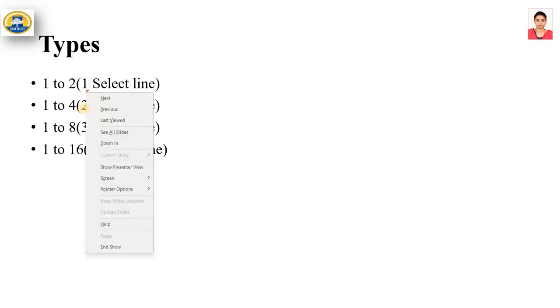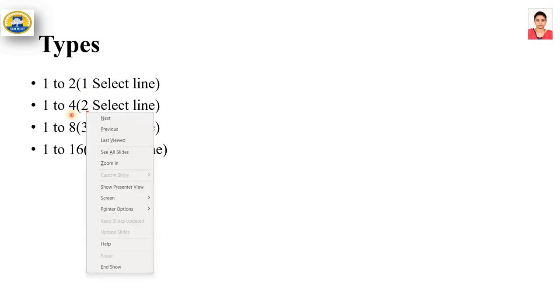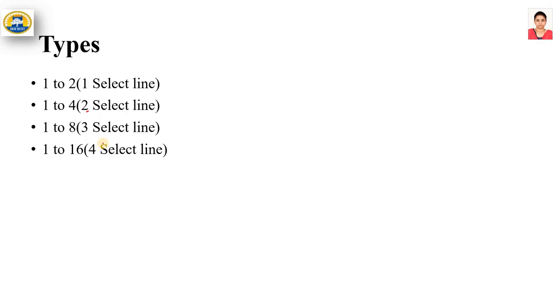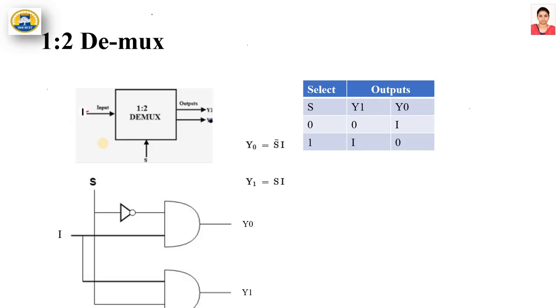So the corresponding select lines here are 1 select line, 2 select lines, 3 and 4. How to decide upon the select line? We will see it in the next slide. Okay. First, we will see about 1 to 2 demux. In 1 to 2 demux, 1 represents the number of inputs, 2 is the number of outputs.